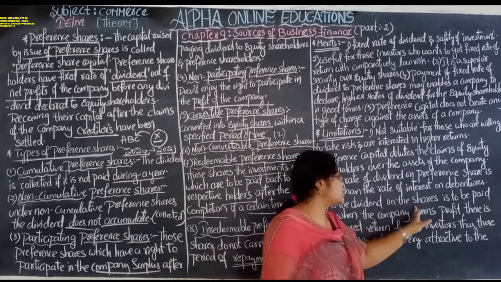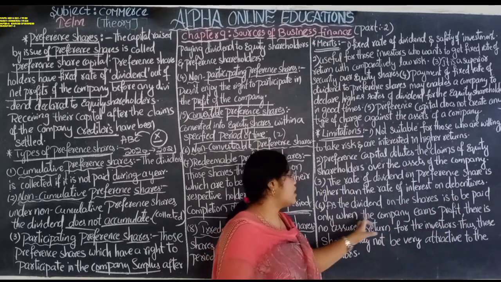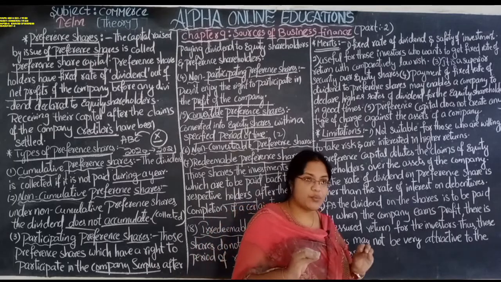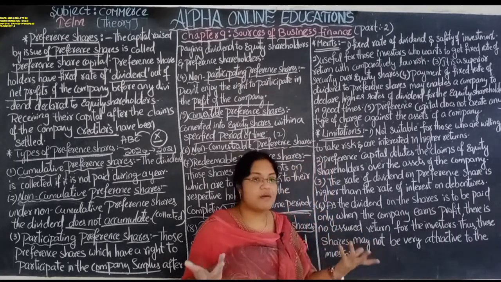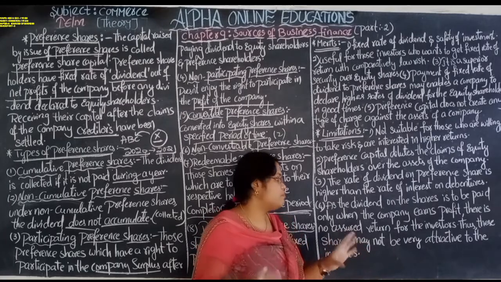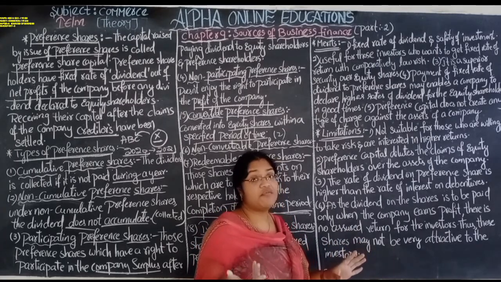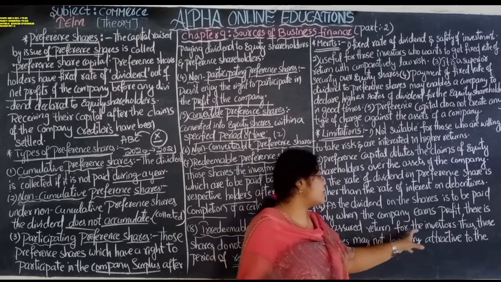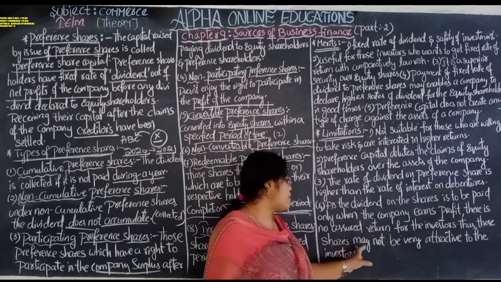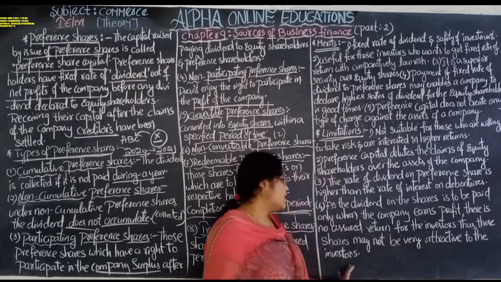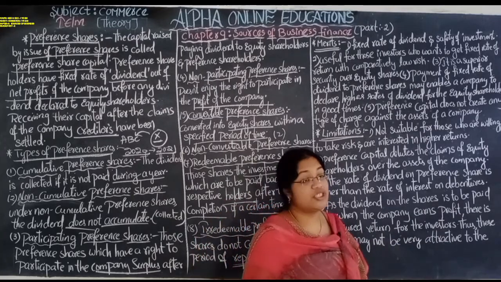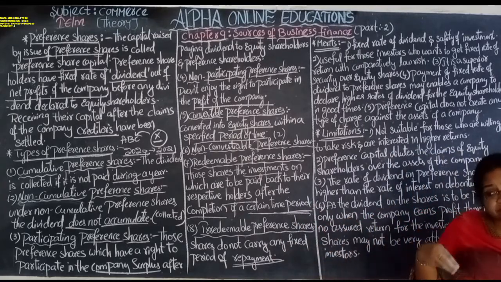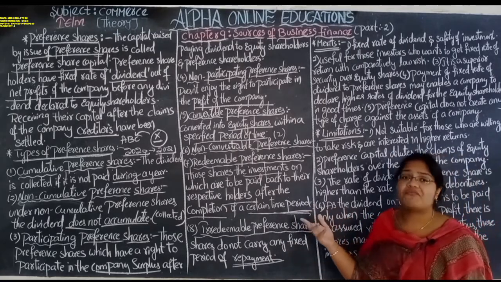The dividend on the shares is to be paid only when the company earns a profit. So the preference shareholders will get the dividend only when the company earns a profit. If the company is not earning any profit, there is no fixed dividend to the preference shareholders. There is no assured return for the investor, thus these shares may not be very attractive. If the company gets a profit, then only they will get the dividend. If there is no profit, there is no dividend.